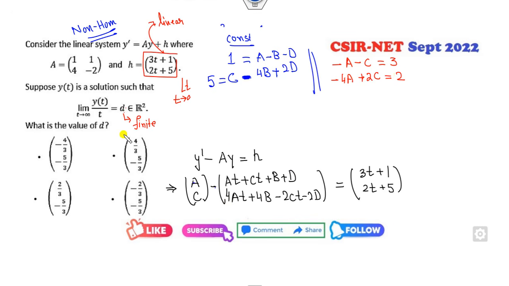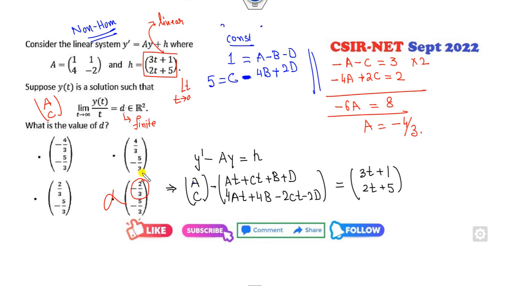I need the value of A and C. Our target is to find the value of A and C. I can solve this. I can multiply by 2 and add them. Minus 6A equals 8, so A will be minus 4 over 3. So the first number A is minus 4 over 3, and the right answer is A.